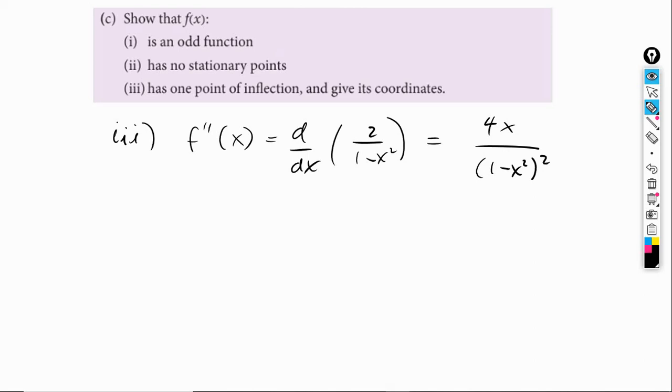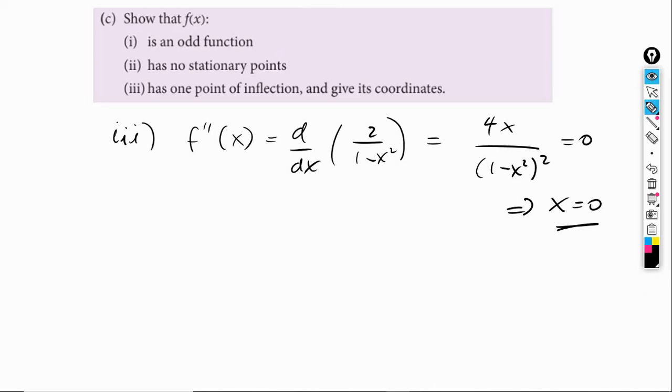So if there are inflection points, it occurs where this equals 0. But this has a solution, right? The solution would be x equals 0. So there should be an inflection point at x equals 0. Now, an inflection point means a change in concavity. So in order to verify that this actually has a change in concavity, we are going to have to test values that are before 0 and after 0 to see if there is a change in concavity.